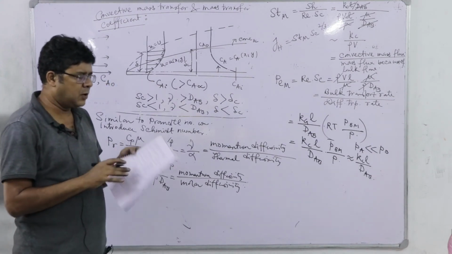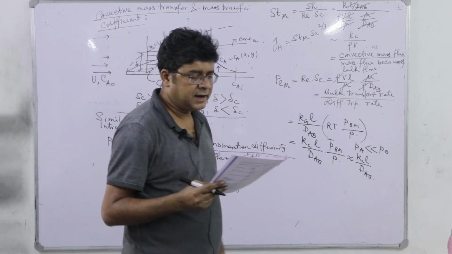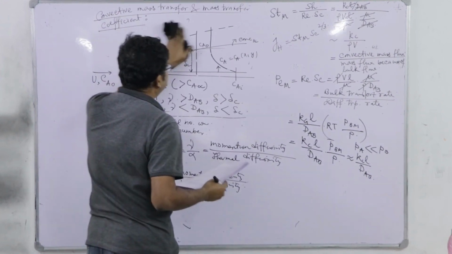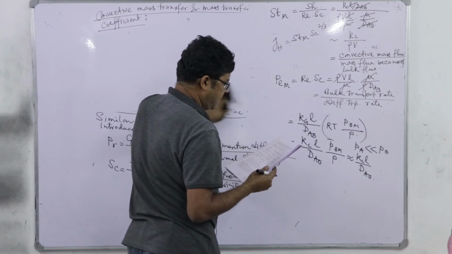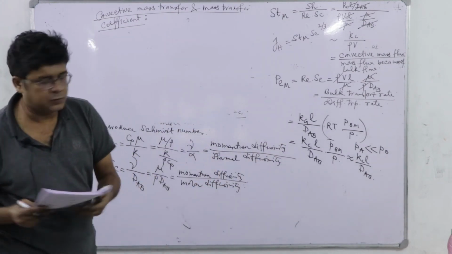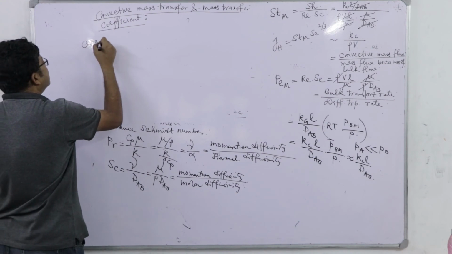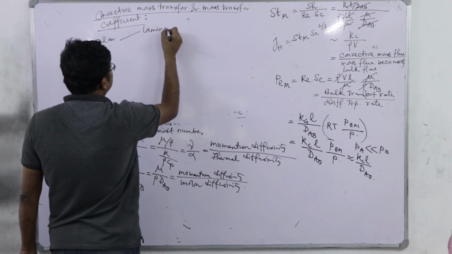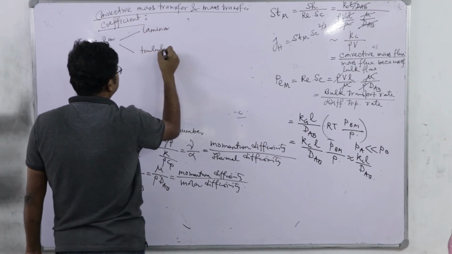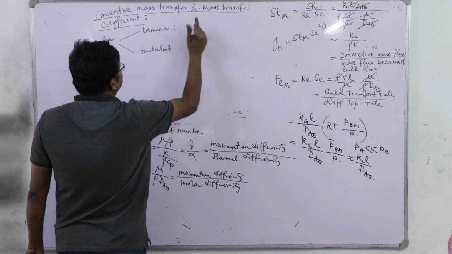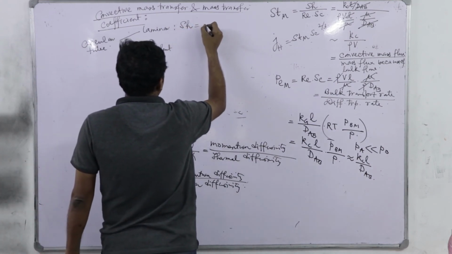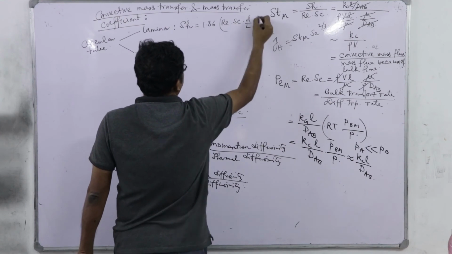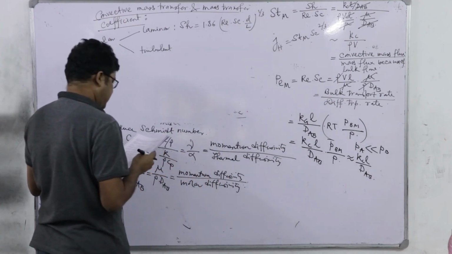And the correlations, just like laminar flow through a circular tube, we have discussed already in heat transfer, the same correlation will be valid here. The laminar flow through the circular tube, first laminar and second turbulent. Here it will be the Sherwood number is equal to 1.86 into Reynolds number into Schmidt number into D by L to the power 1/3, right.